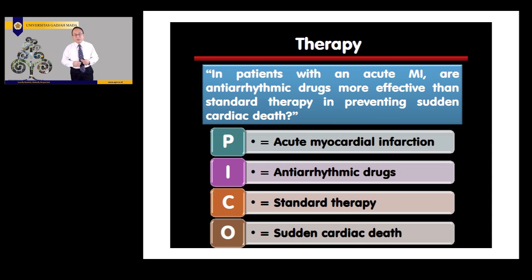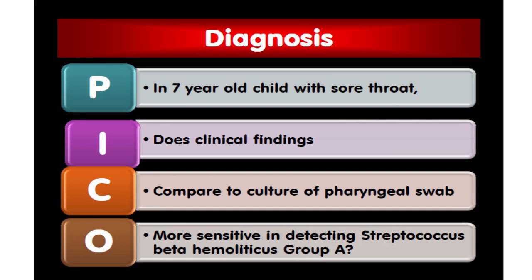It means that when you are going to decide whether you would like to treat your patients with antiarrhythmic drug, you have to be confident that there is a study comparing your proposed drug to other standard therapy, and make sure that your proposed drug is much better than standard therapy in terms of the outcome of sudden cardiac death. Every part of the evidence will bring a different story. If we are talking about diagnosis, for instance, in a 7-year-old child with sore throat, does clinical findings, this is the intervention, C is compared to culture of pharyngeal swab.